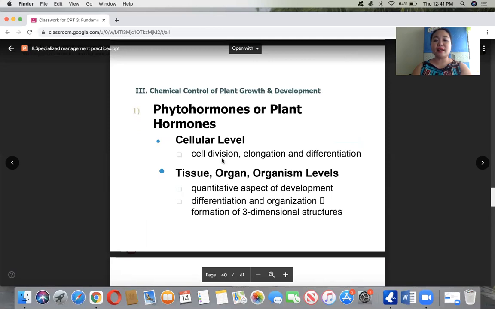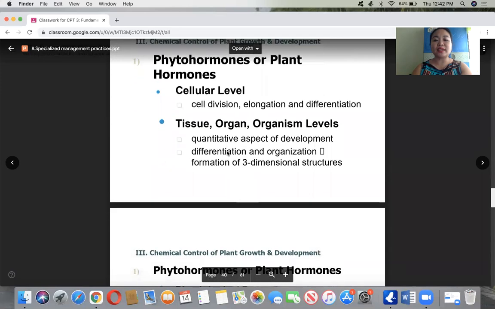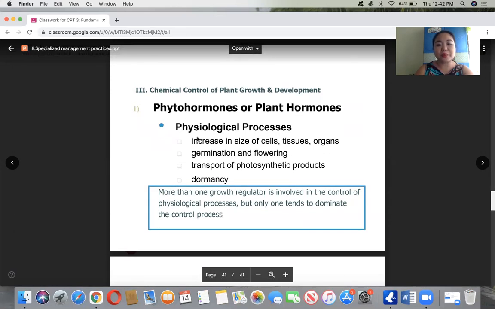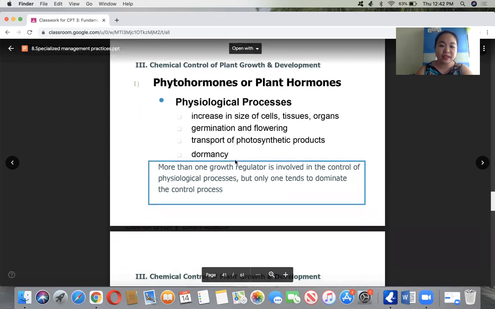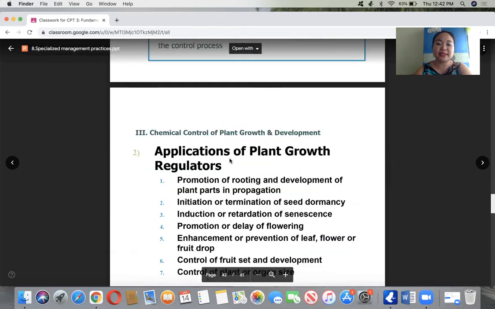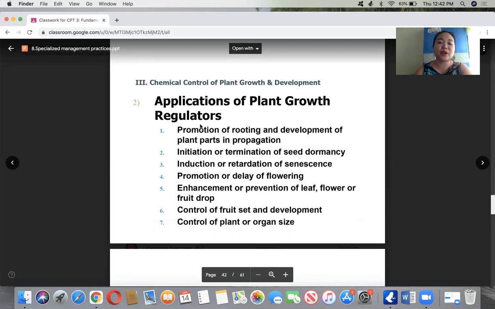At cellular level, these hormones manipulate or control cell division, elongation, and differentiation. At the tissue, organ or organism level, they are the quantitative aspect of development, differentiation, and organization, or the formation of three-dimensional structures. In physiological processes, they increase the size of cells, tissues, and organs, and are responsible for regulation of germination and flowering, transport of photosynthetic products, and also dormancy, especially abscisic acid. More than one growth regulator is involved in the control of a physiological process, but only one tends to dominate the control process.